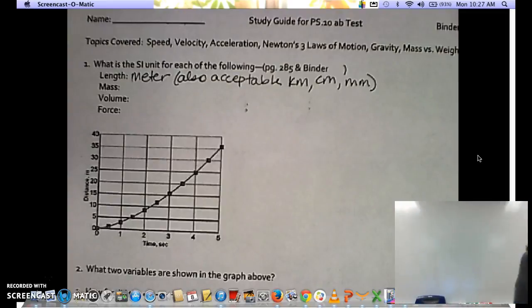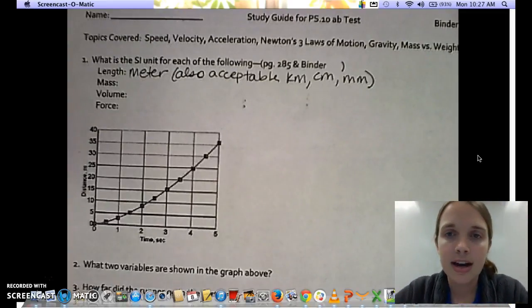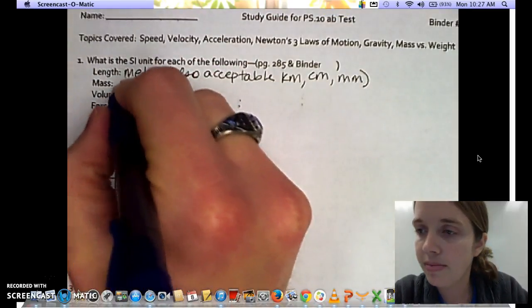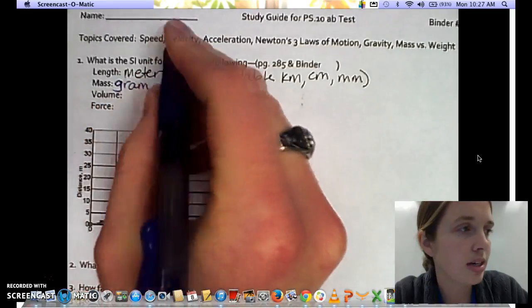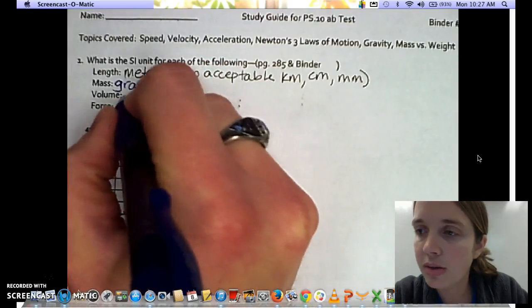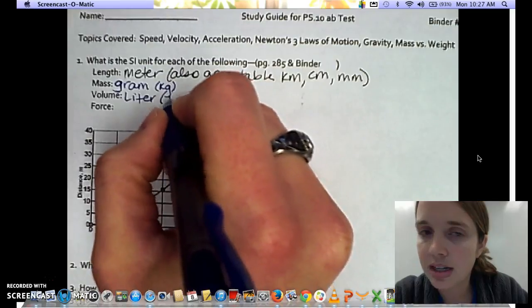I don't really like that pen that much. I'm going to try this one. Okay, so mass is going to be the gram. We would also accept kilogram. Volume is going to be the liter. And I would also accept a milliliter.